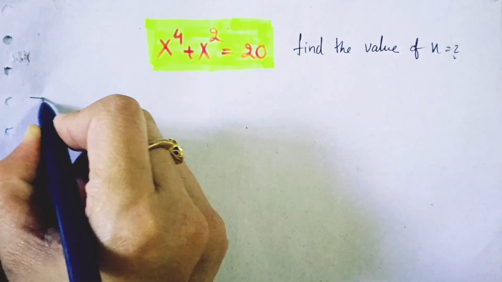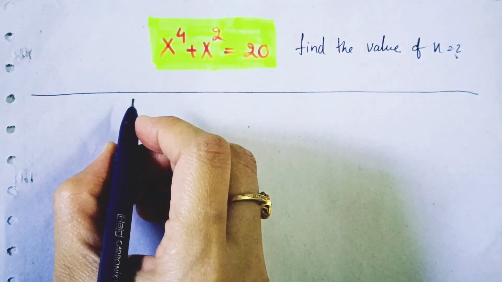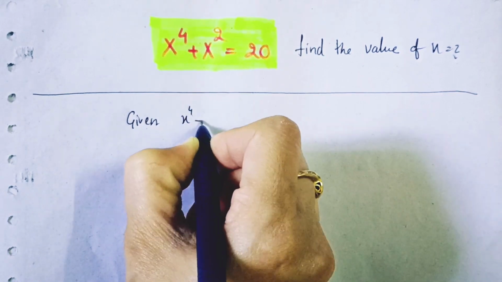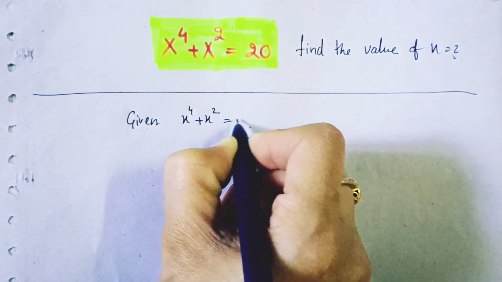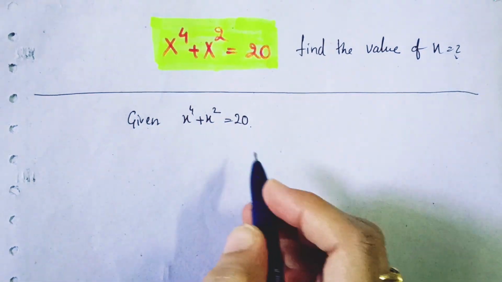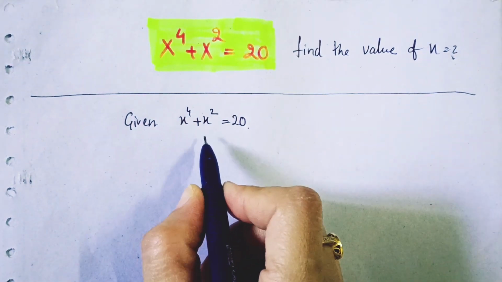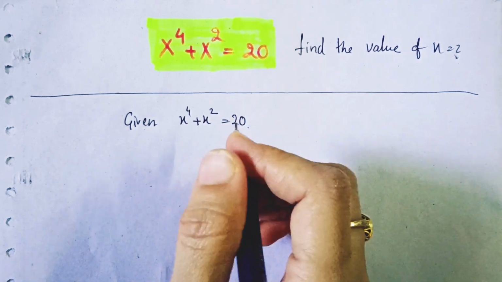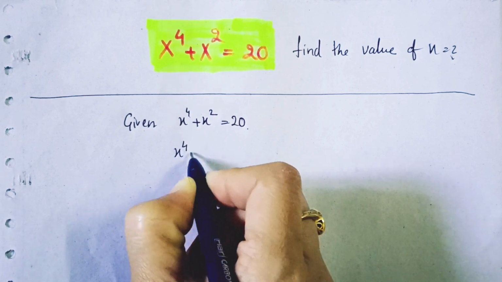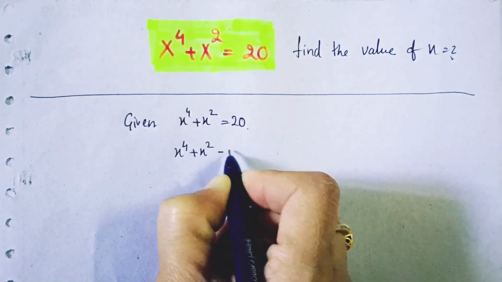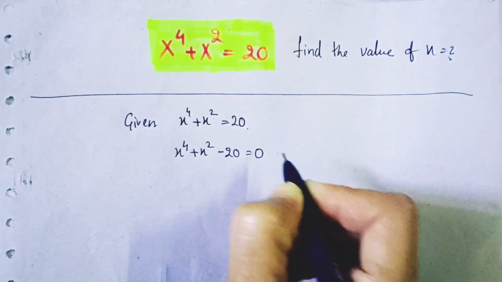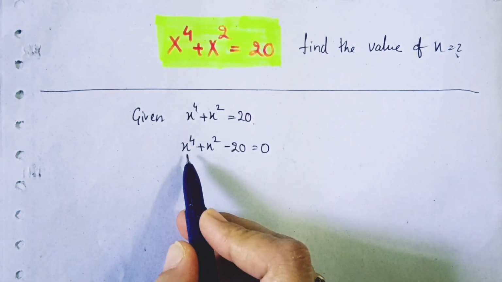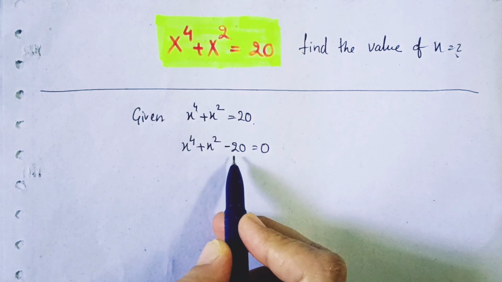Let's start. First of all I'll write what is given. Given is x power 4 plus x square equal to 20. This is what is given. Now I'm taking this constant to the left hand side, then it becomes x power 4 plus x square minus 20 equal to 0.